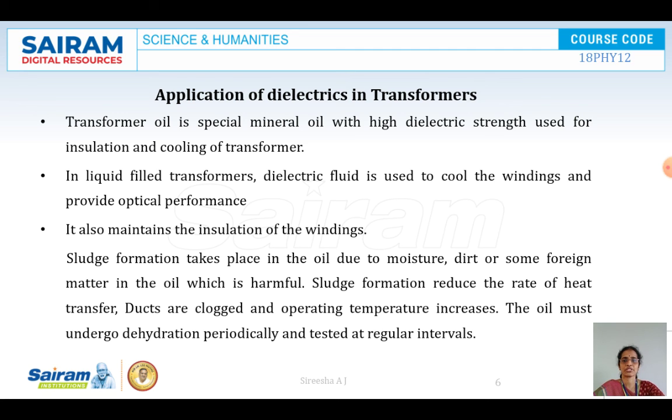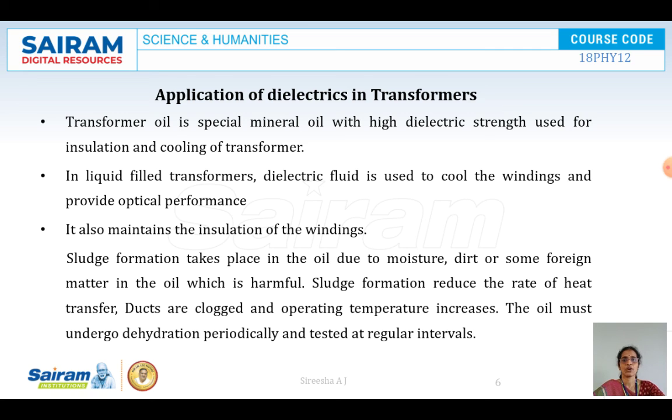Sludge formation takes place in the oil due to moisture, dirt or some foreign matter in the oil, which is harmful. Sludge formation reduces the rate of heat transfer, ducts are clogged and operating temperature increases. So the oil must undergo dehydration periodically and be tested at regular intervals.